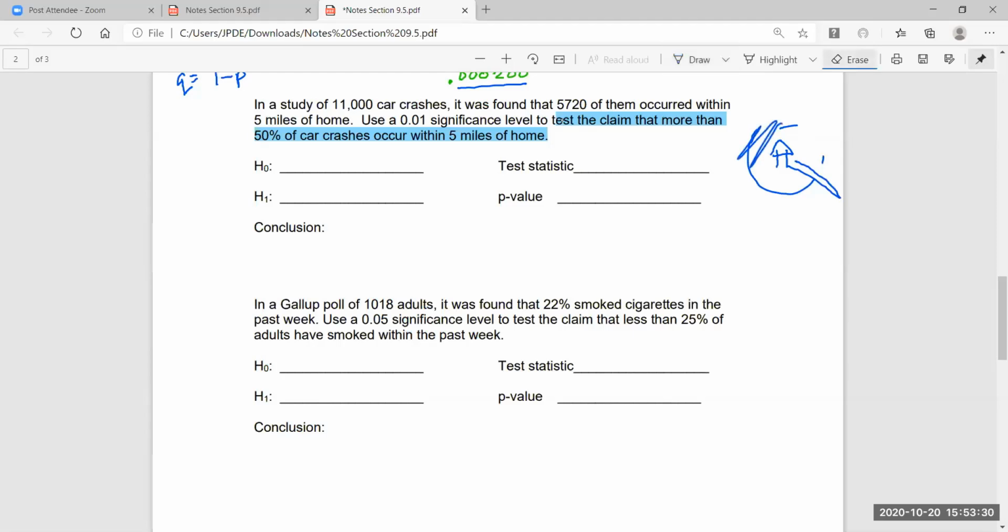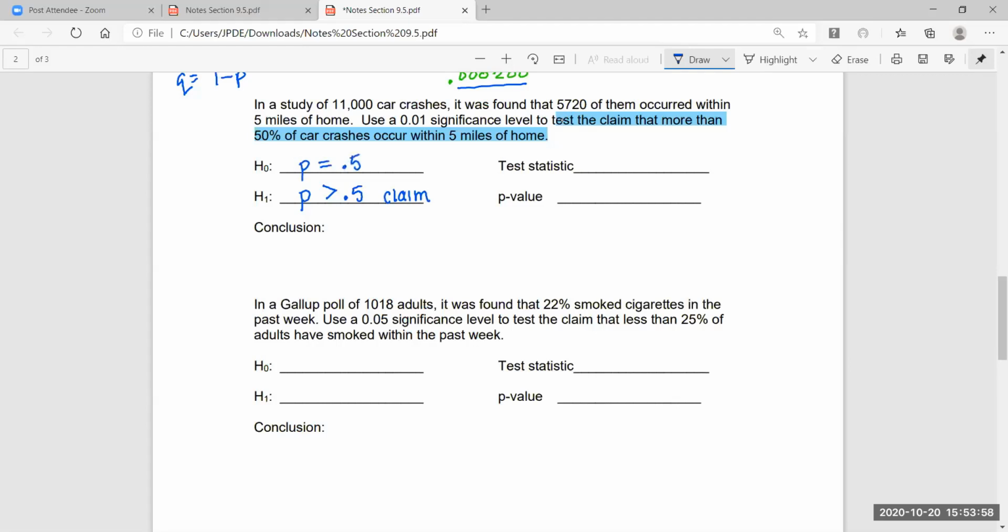Okay, my little story's over. We will now get to it. Test the claim that more than 50%. So we can see we're talking about a percent, which we're going to write as a proportion, greater than 0.5 or 0.50, either one. That's your claim. And the null would be equal to 0.5.